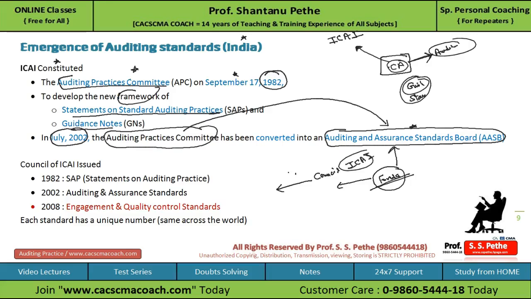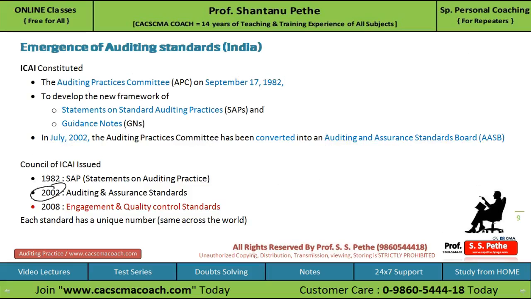Now, if we see the issuance of auditing standards, the Council of ICAI issued them in 1982. First time it issued the Statement on Standard Auditing Practice. इसको Statement on Auditing Practice बोला जाता था। But in 2002, to match our auditing standards with the international auditing standards, the council issued the auditing and assurance standards.